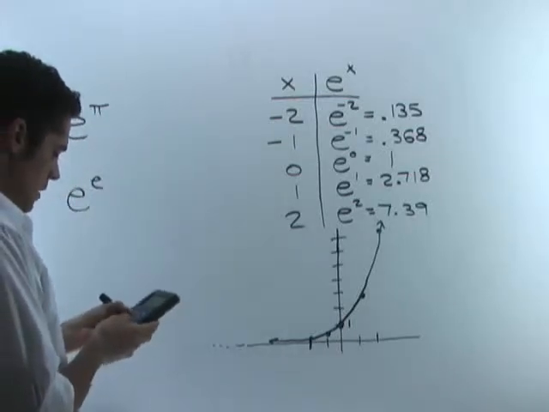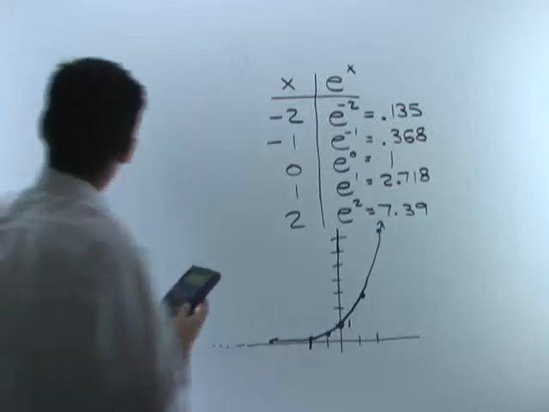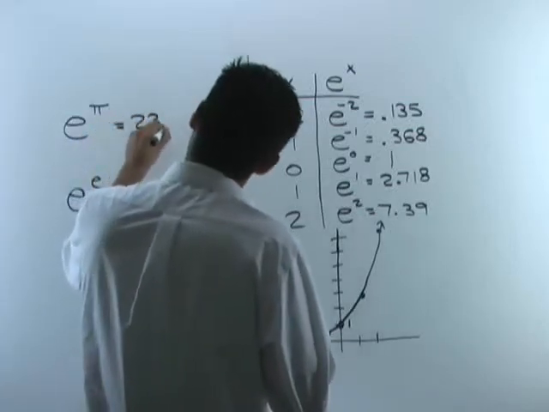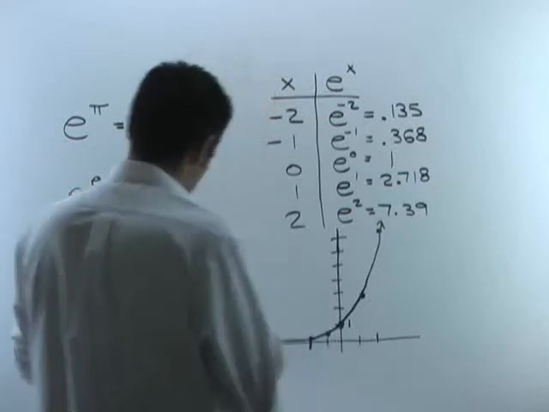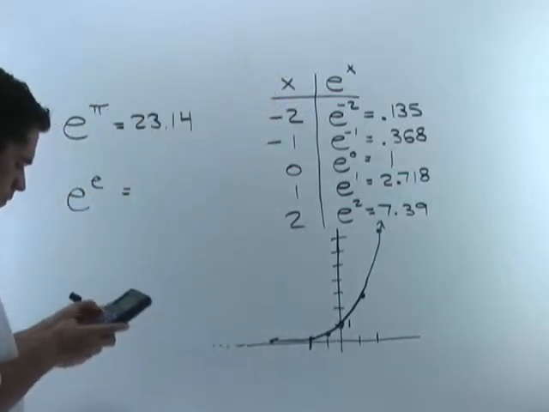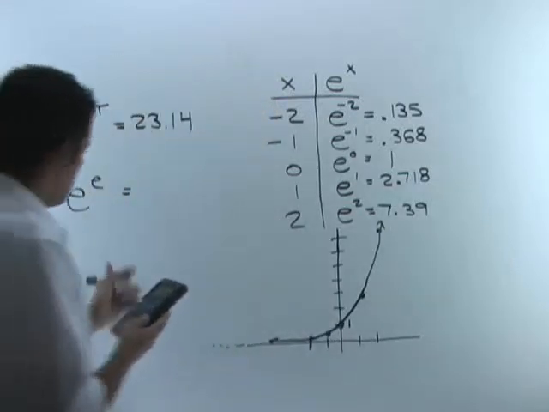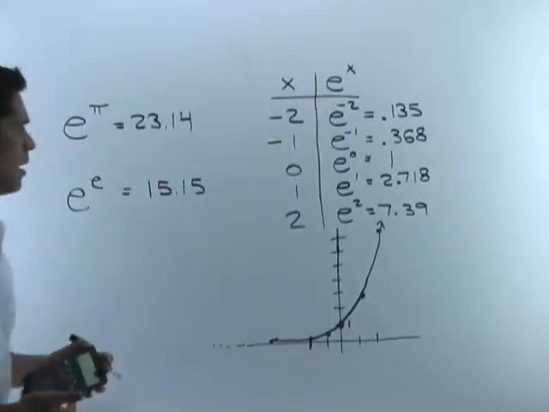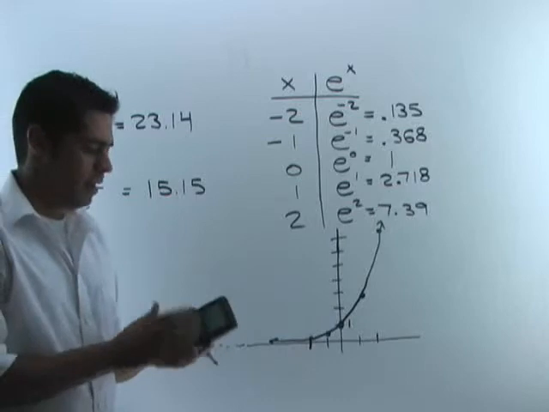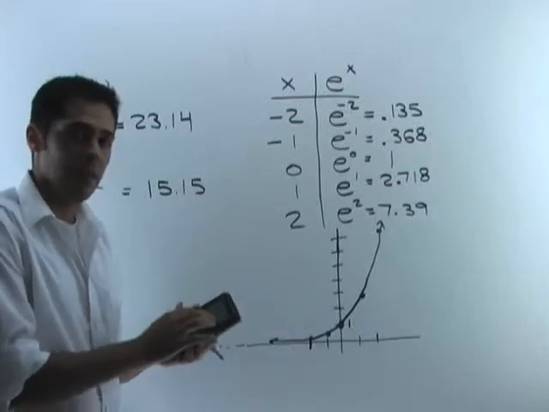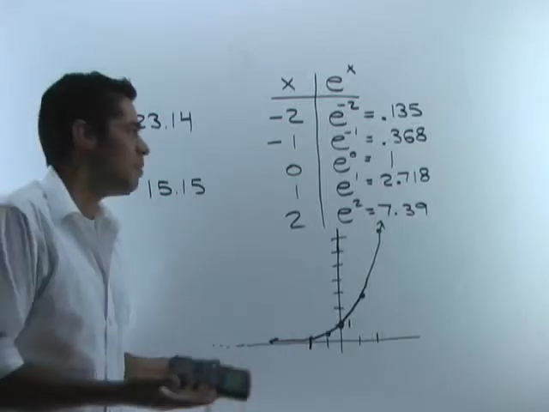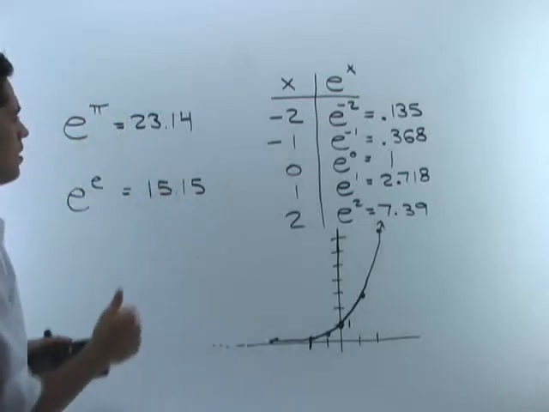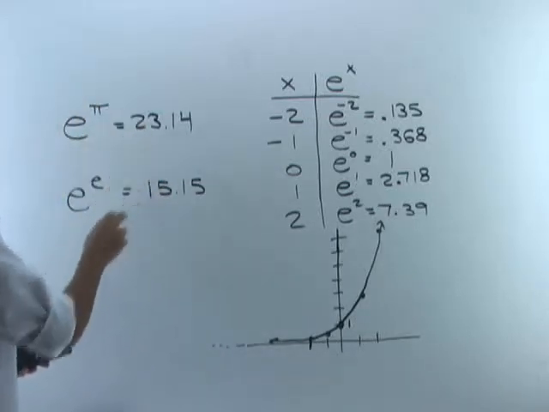How about e to the pi? You should get about 23.14. And e to the e, you should get 15.15. So again, go on the internet, get some help, type in the type of calculator you have, type in exponent, something like that, and hopefully you can find something to help you be able to compute these sorts of things.